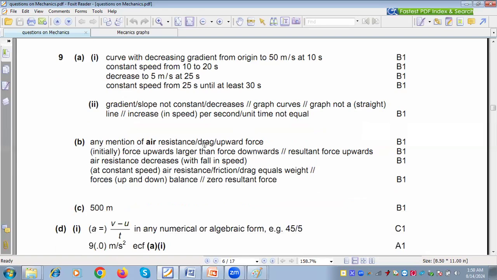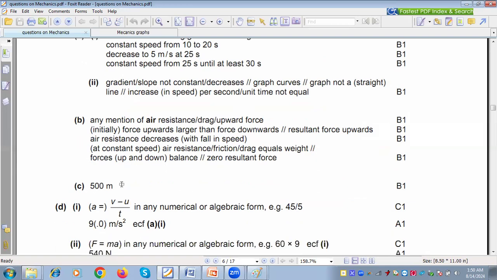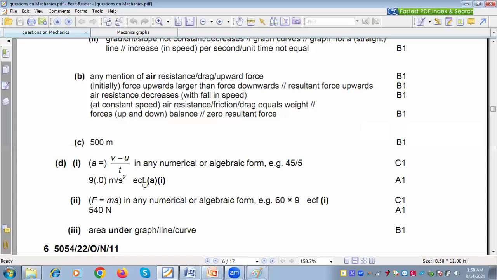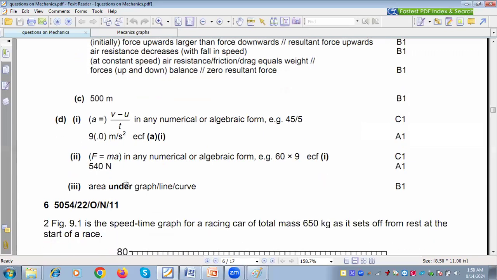Air resistance, the upward drag force, becomes greater than the weight, so the resultant force acts upwards. Due to the decrease in speed, air resistance also decreases, and eventually it goes to the lower value of the terminal velocity. This also was calculated, 9 meter per second square. All the parts were done.